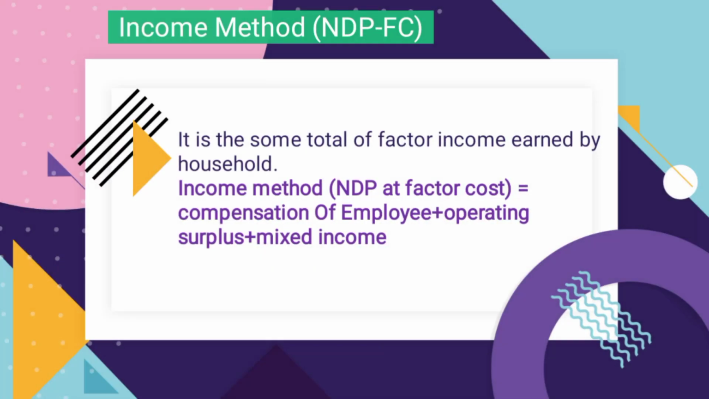The next method is the income method, which gives NDP at factor cost. NDP at factor cost is at domestic price. It is the sum total of factor income earned by households. The formula is compensation of employees plus operating surplus plus mixed income. Please remember that it is compensation of employees, not employer. We can get confused in it. So it is compensation of employees.